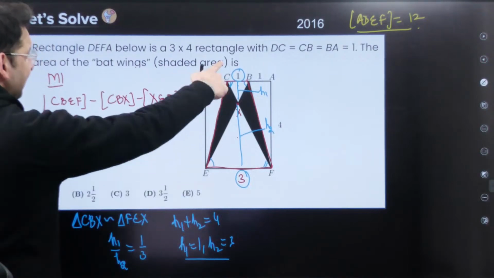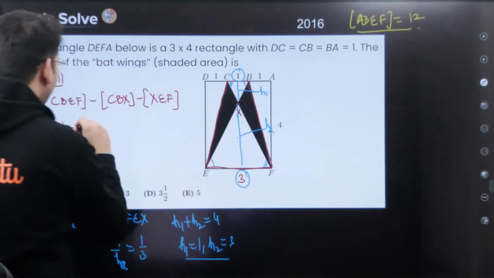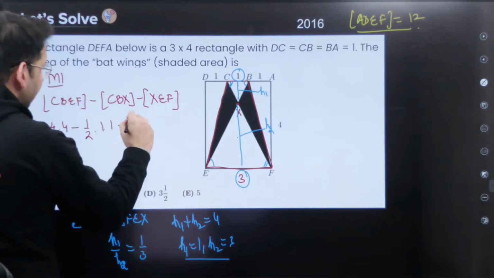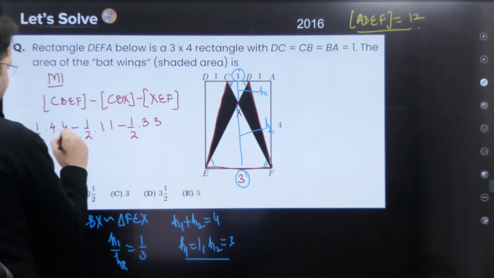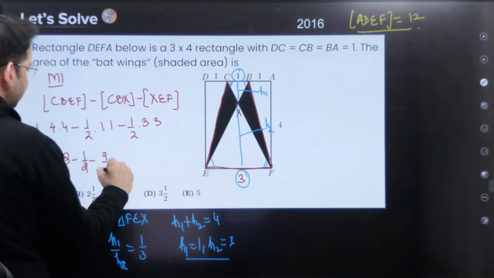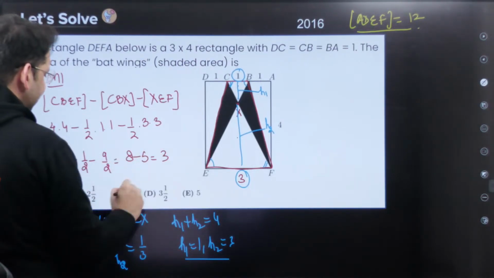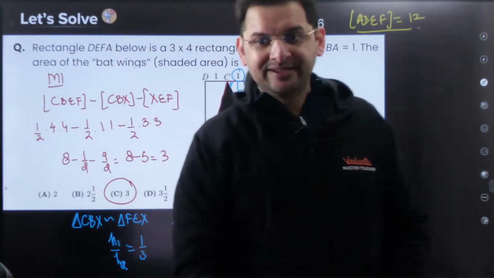Agar H1 1 hai, so we have the base, we have the height, so we have the area of the triangle. So half into base into height. So this is 8 minus 1 by 2 minus 9 by 2. 8 minus 10 by 2, which is 5. So answer is going to be 3. So 3 is the correct answer to this.